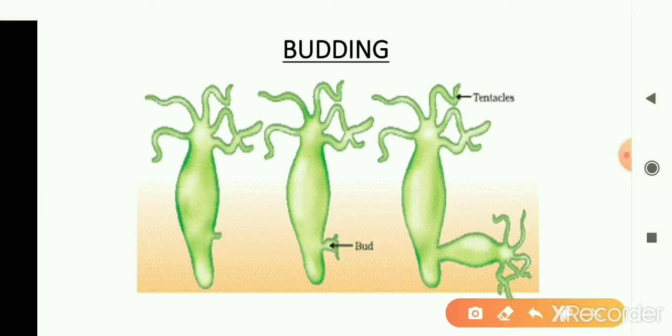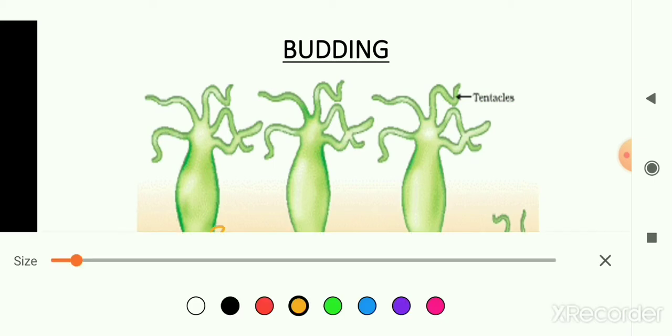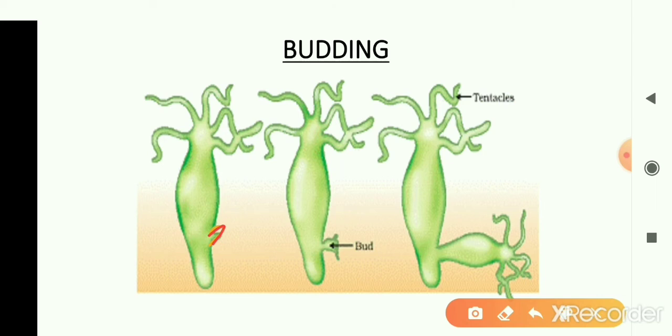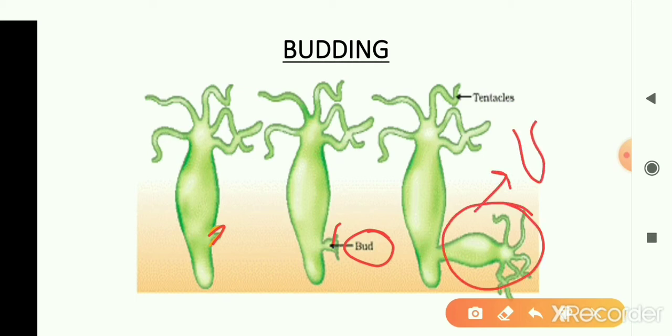Now, what is budding? It is a process in which an organism produces a small outgrowth on its body surface. This outgrowth is called a bud. The bud then develops into a complete individual, and once it has developed, it detaches from the parent and leads an independent life. It may also remain attached to the parent. In certain cases, the bud, after complete development, may remain attached to the parental body.